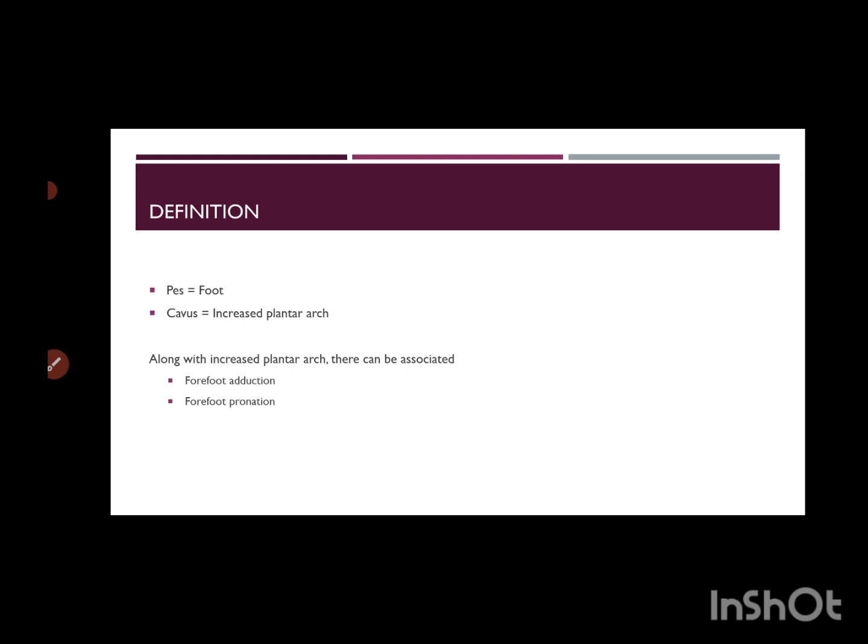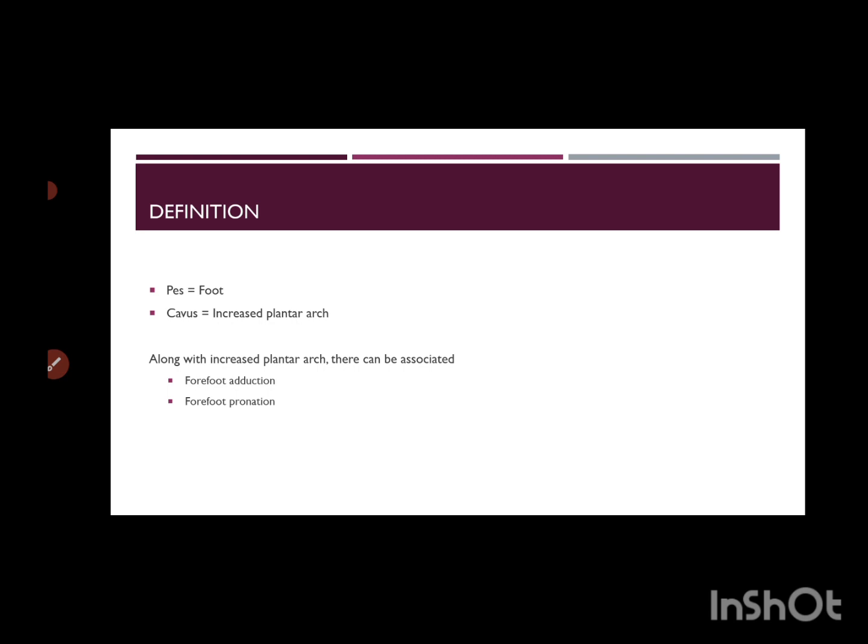Hello everyone. I think you've seen the picture which I showed in the beginning, that this patient has got deformity of the foot in the form of increased plantar arch. I think all of you are able to identify that deformity, and this is called as pes cavus. This is slightly different from another foot deformity called equinus or equinovarus deformity.